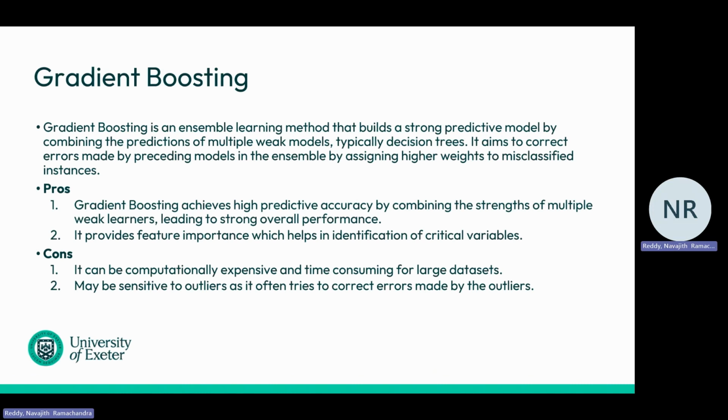So the next is gradient boosting. This also works similar to random forest where multiple decision trees are used to give an outcome, but this basically learns from multiple weak models. Again, this model has pros and cons which we can go through.